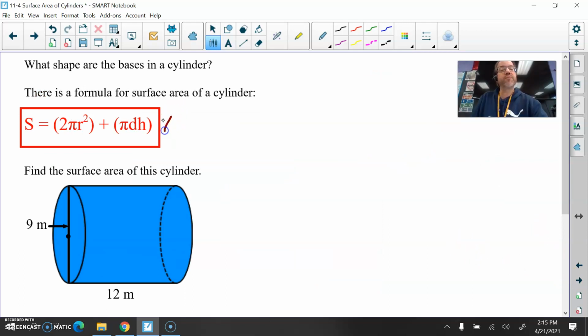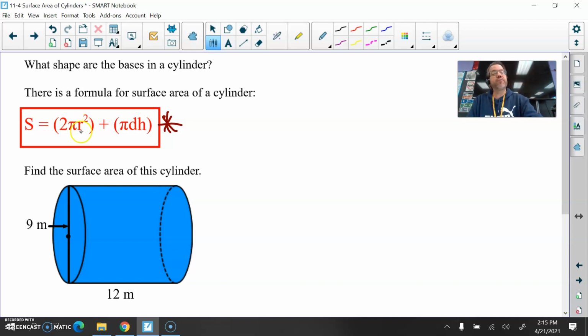And here we have the formula written down over here as well. S equals 2 pi r squared plus pi dh. And the reason I have parentheses around each of these sections is because we need to find each of these areas separately. And once we have those areas, we can add them together to get the total surface area of the cylinder. Take a look at this cylinder here that says find the surface area of this cylinder. It doesn't say anything about rounding to the nearest tenth or anything like that. So once I have it, I'm just going to call it good.